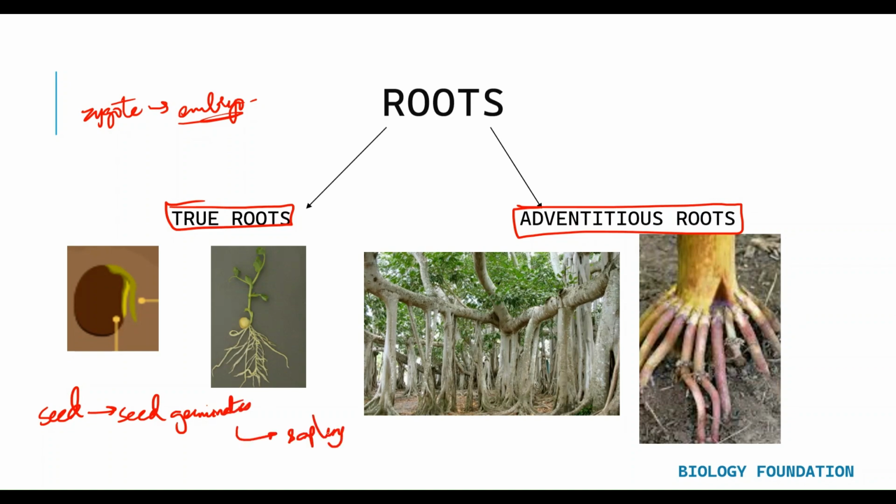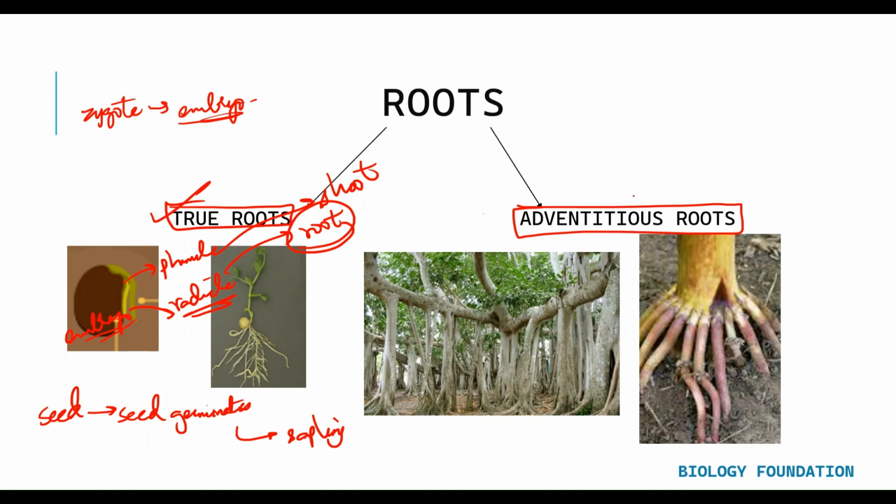Now, basically, when the seed is germinating, it produces a structure known as plumule, and it produces another structure known as radicle. Radicle gives rise to root, plumule gives rise to shoot. Okay, and this root that develops from the radicle in the embryo is said to be a true root. True roots are roots which develop from the radicle of the embryo.